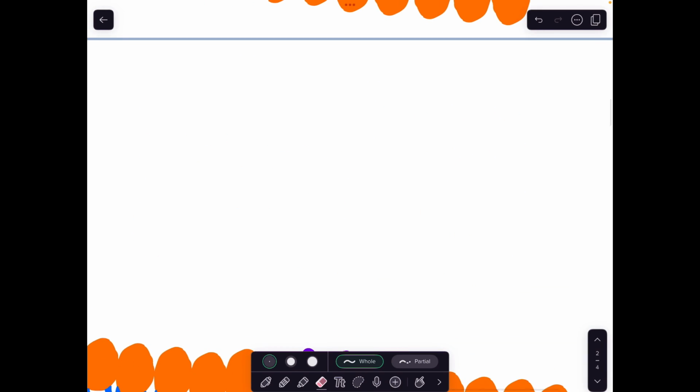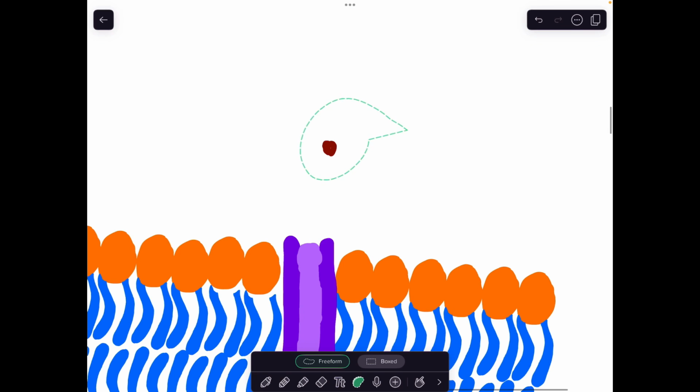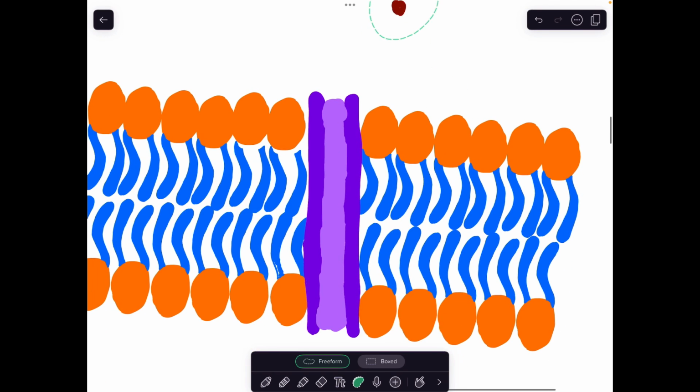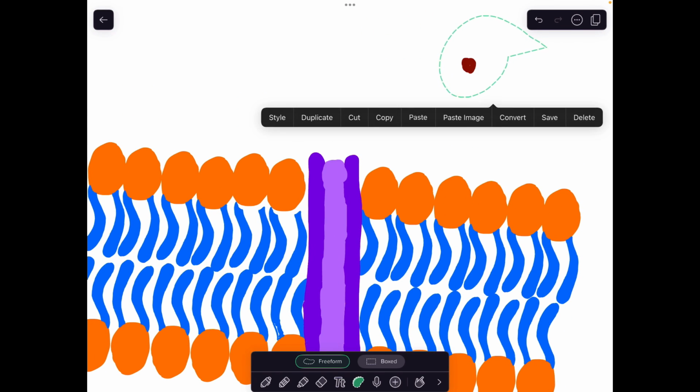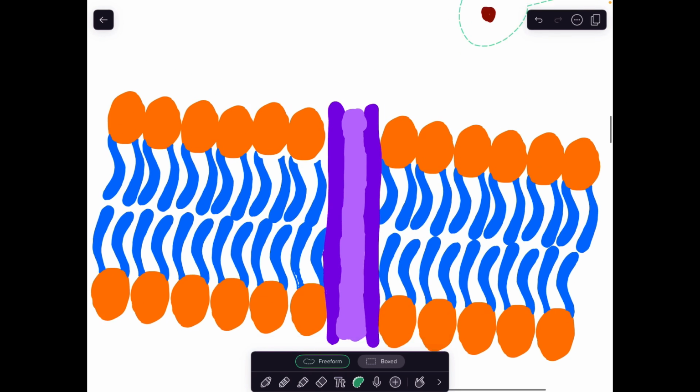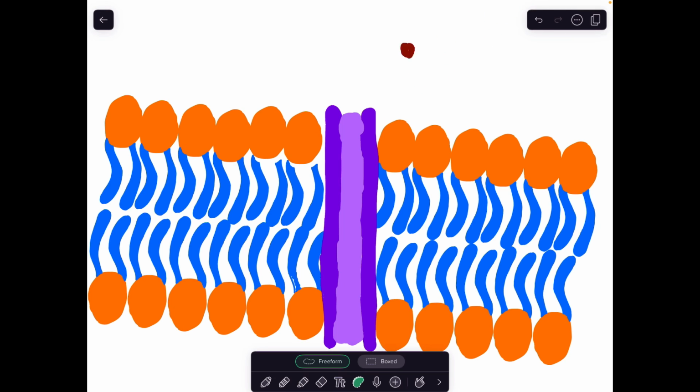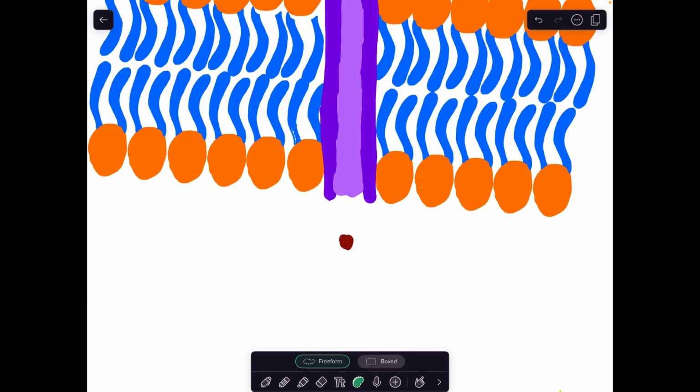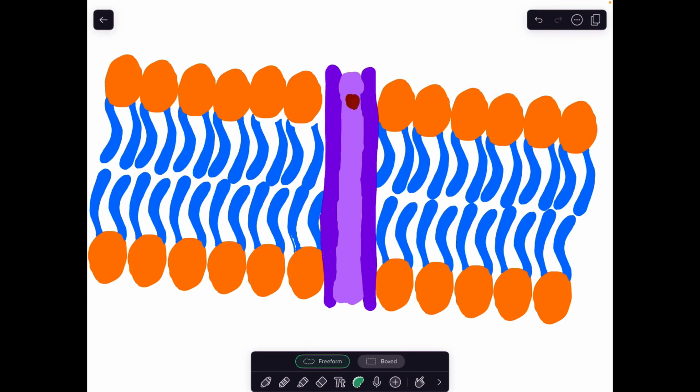Now, the other one I'm going to be talking about is facilitated diffusion. Facilitated diffusion is very similar to diffusion, but the main difference is that you're going to need a protein in facilitated diffusion. As you see here, the purple tube-looking thing is going to be the protein that's going to be the facilitator for the transport of this solute. So here you go. We just did some facilitated diffusion right there.